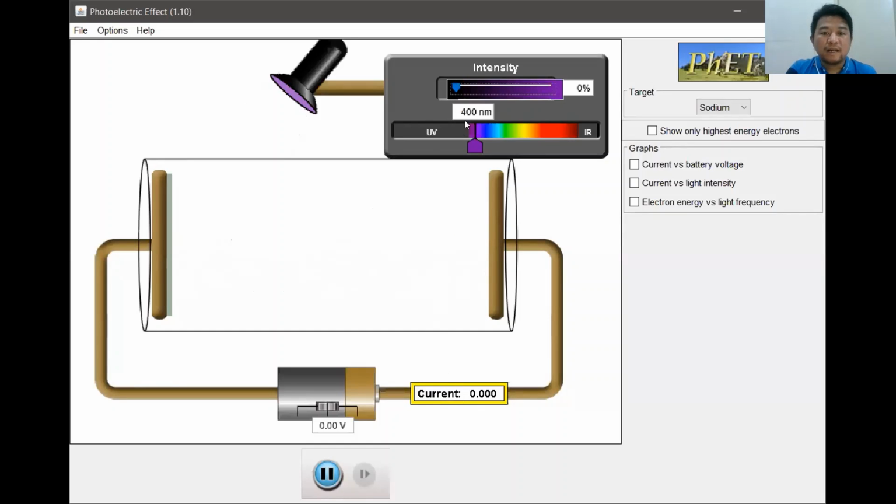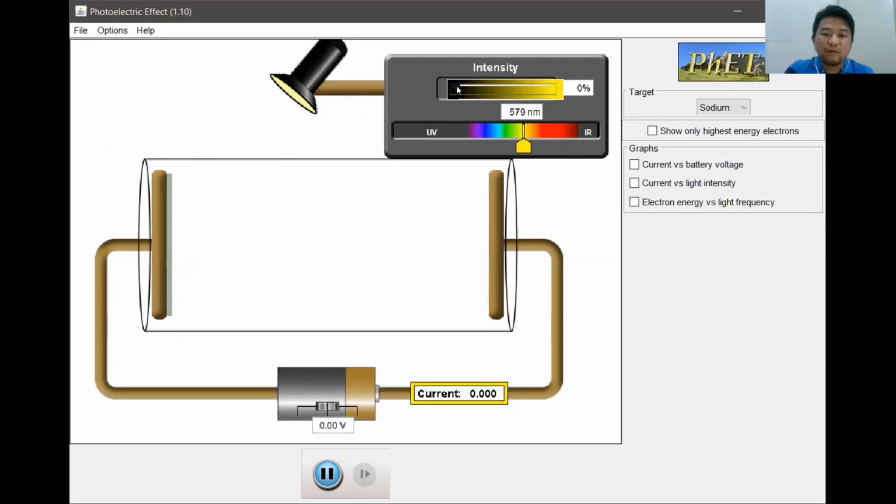And then let's examine what happens if the wavelength is longer. And as we're familiar, if the wavelength is long, the energy is low and the frequency is also low. So let's increase the intensity again and let's check what happens. No photoelectrons are ejected. The current is 0.